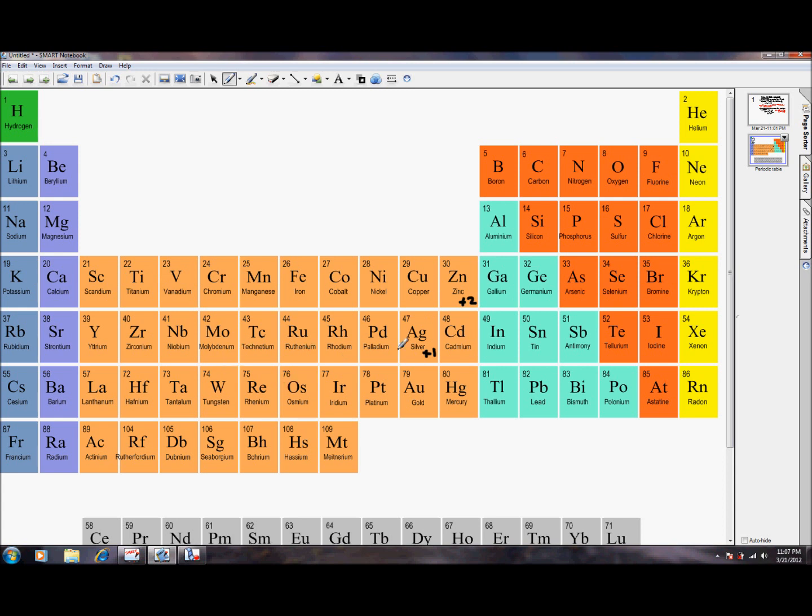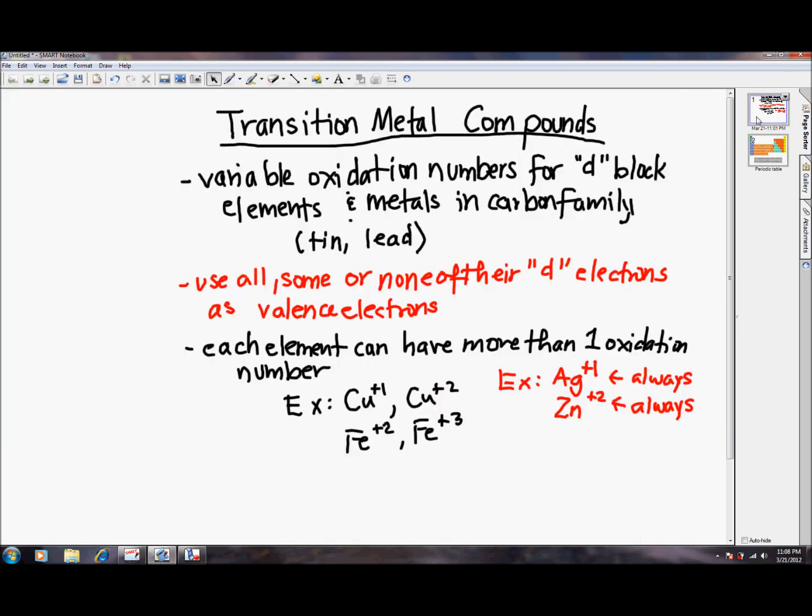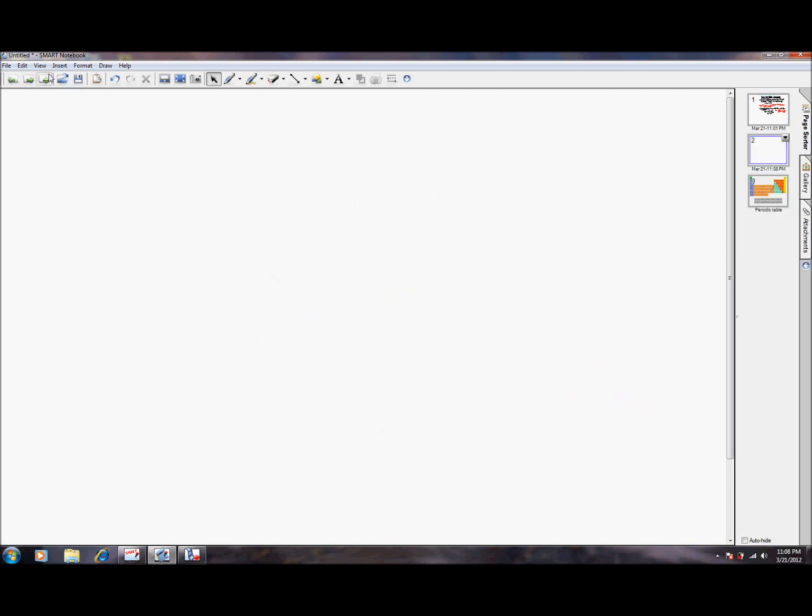Now we don't just write all over our periodic table, because some of them have a lot, like vanadium has +2, +3, +4, +5. It has 4 different oxidation states that it can have, depending on how many valence electrons it gave away. So there has to be a better way of keeping track of these. So how do we look at a compound and tell, for the transition metal, what oxidation state does it have?